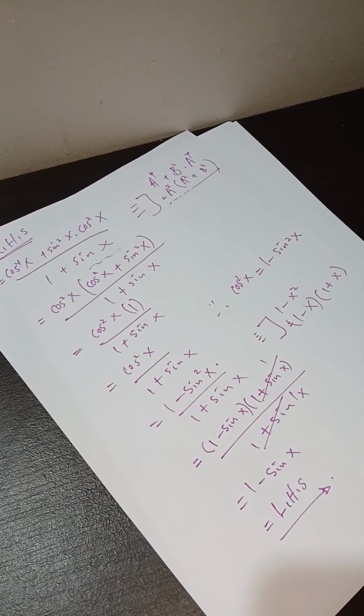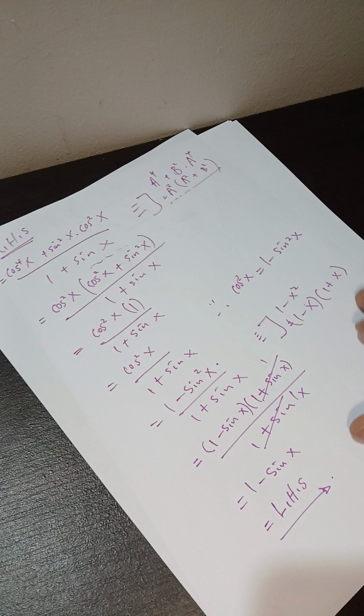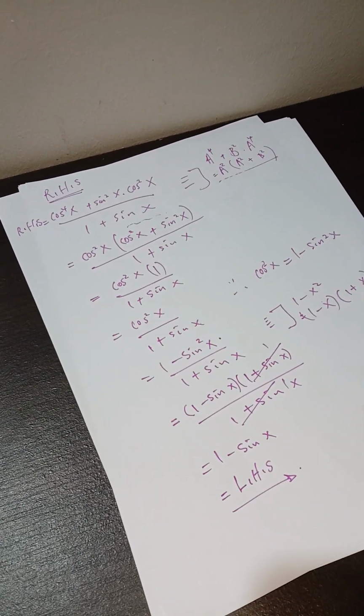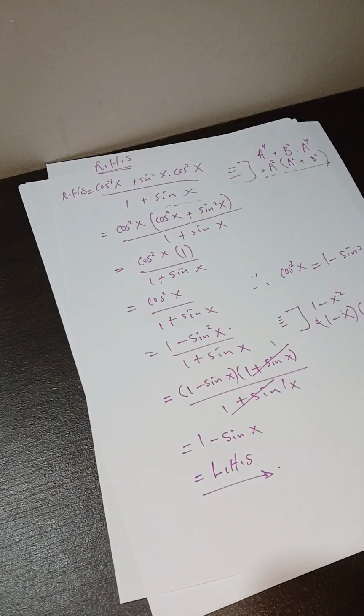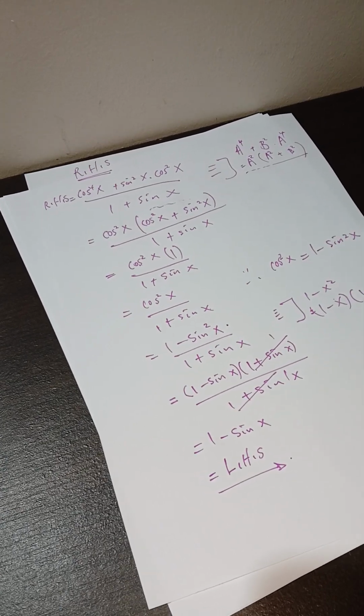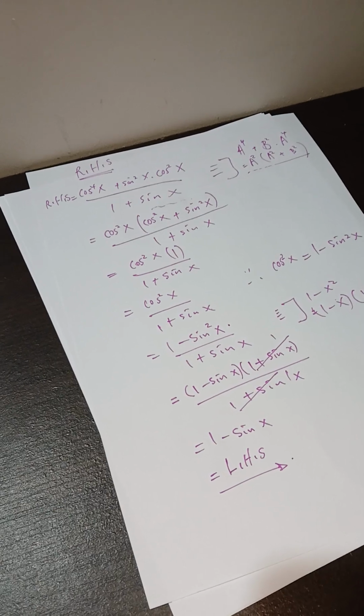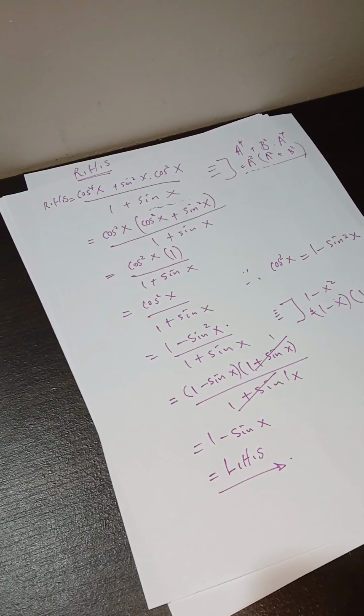So this is how simple it is to apply the identities to solve any kind of proof or any kind of problem that you encounter in trigonometry. Those are the most important identities that you need to know and be aware of.